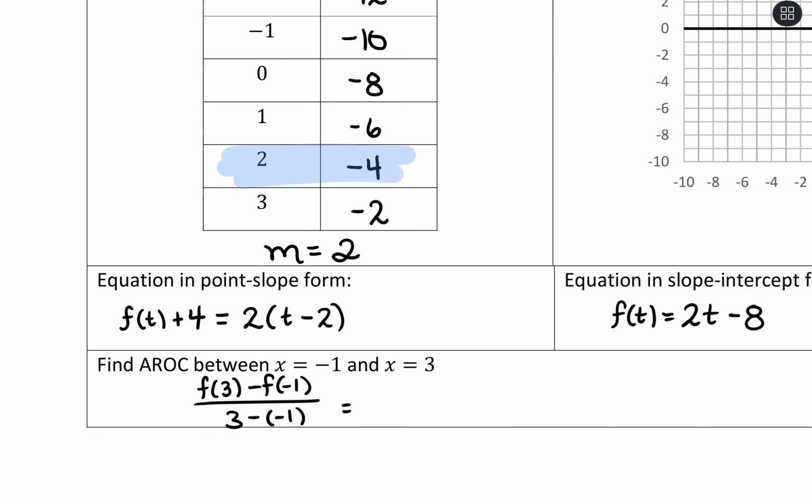So f of 3 from our table up above was a -2 minus -1, which is a -10, over a 3 plus 1. So this is going to be 12. Ooh, what did I do? Nope, we're good. I was doing quick mental math and was thinking I was going to get the wrong answer because I know it should come out to 2. So this is a -2 plus 10, so that should be a +8 divided by 4. And there is our +2 matching our slope, which should happen with these linear functions.